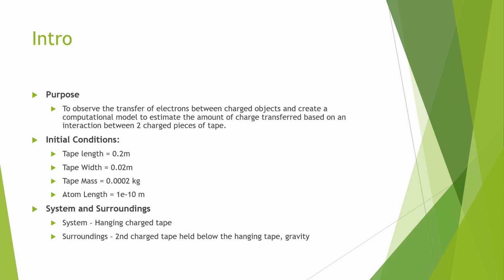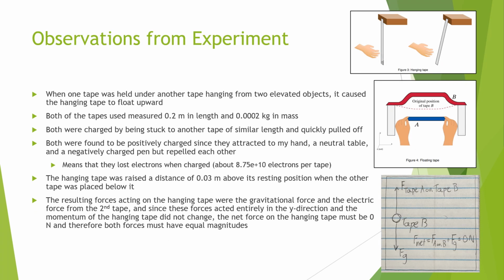Our system for this experiment is the hanging charge tape, and our surroundings are the second charge tape held below the hanging tape and gravity. Some observations from the experiment were that when one tape was held under another tape hanging from two elevated objects, it caused the hanging tape to float upward.